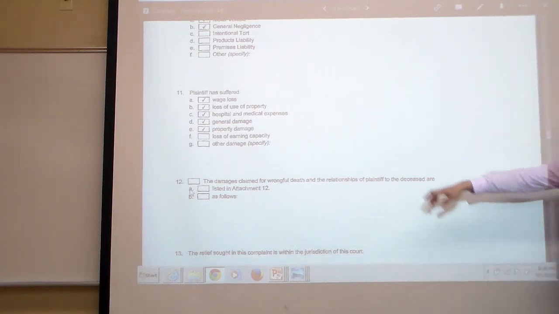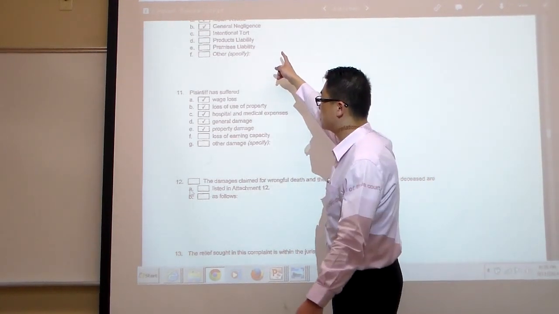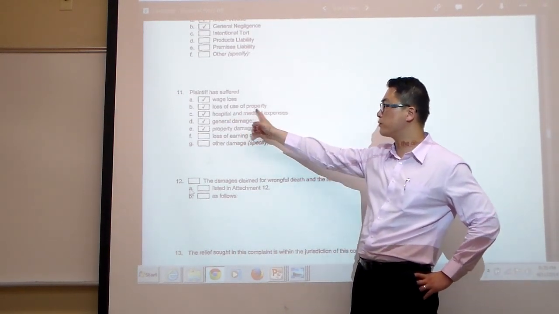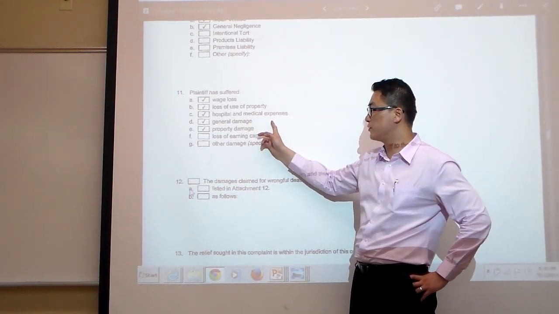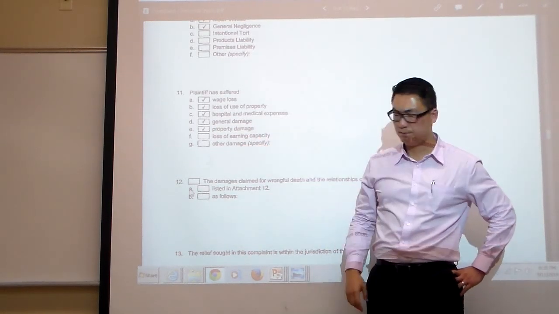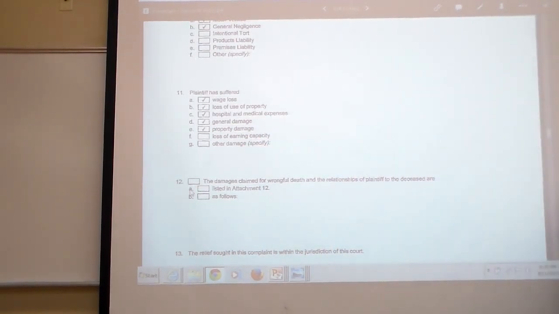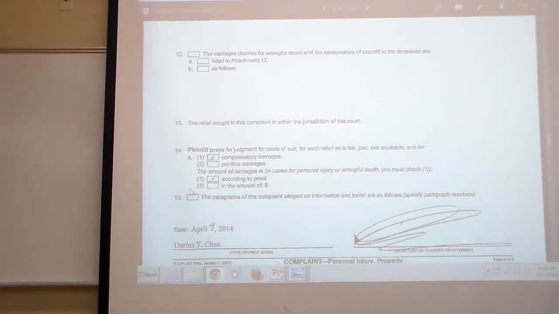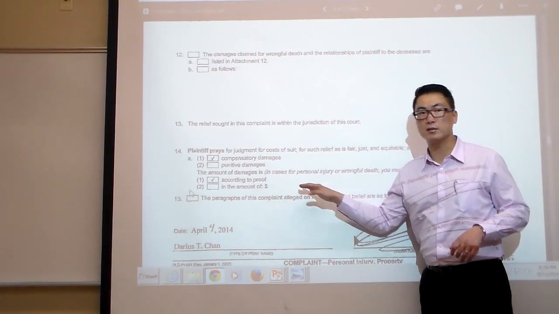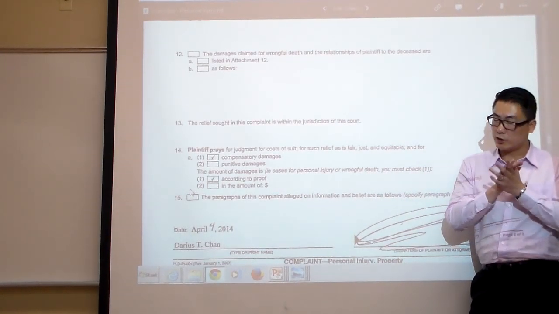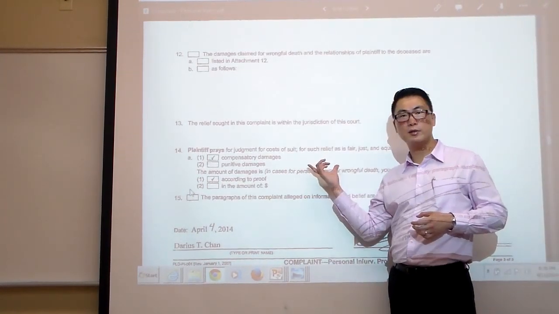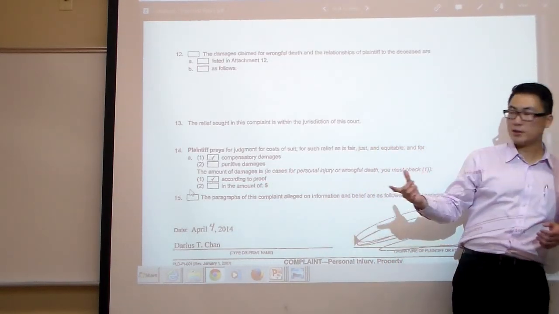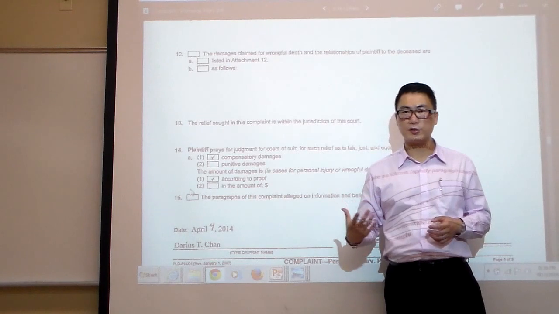So I'm suing for motor vehicle, I'm suing for general negligence. I'm asking for wage loss, loss of use of property, medical expenses, general damage, and property damage. And how much exactly am I asking? Well, this is a strategic move. You're going to put in a number here, or you can just put "according to proof." In this case, we want to save this number until later.